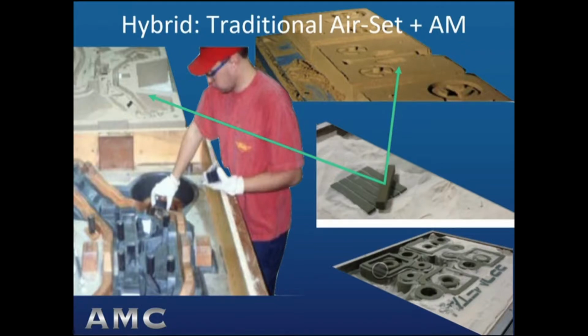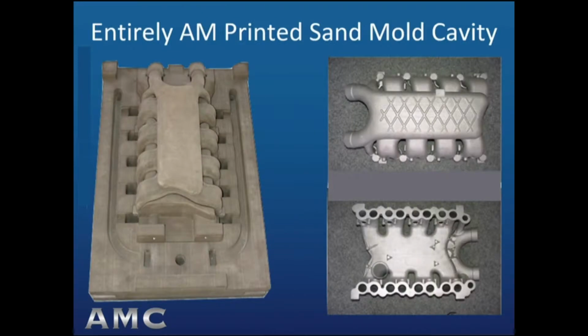The second option is an entirely printed additive manufacturing mold cavity. So here we see an intake manifold for an internal combustion engine. At the left, we see the drag half or the bottom half of what would be an air-set sand mold, but in this case, that entire drag half of the mold has been printed in this process. And then cores have been assembled on top of that to form the passageways of the intake manifold, the casting being shown at the right.